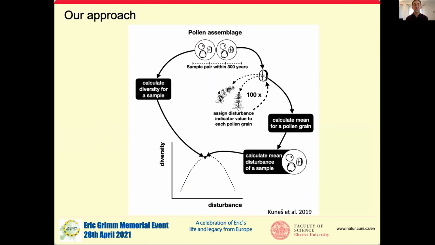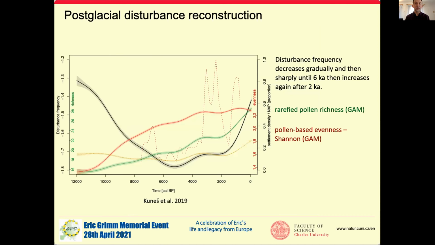So this is briefly how we did it. We took many pollen assemblages, and from half of them we calculated diversity, some kind of rarefied pollen richness. From the other half of the pollen assemblages, we calculated the disturbance index for the whole assemblage. This had to be done repetitively, because we had to assign plant species to each pollen type many times to get the variability and the significance.